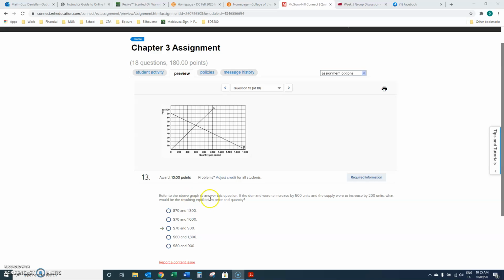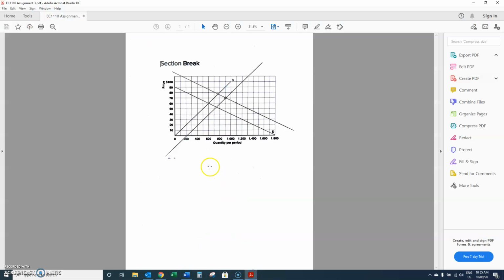So refer to the above graph to answer this question. We have a supply curve and a demand curve. If demand were to increase by 500 units and the supply were to increase by 200 units, what would be the resulting equilibrium price and quantity? Right now the equilibrium is at $60 and the quantity of 600. So we have to draw two new lines: a new demand curve, increasing it by 500, and a new supply curve, increasing it by 200. I've done that here.